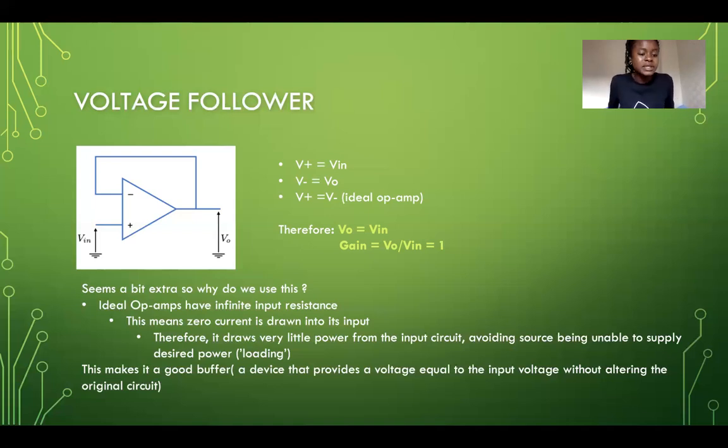Why is this useful? This is super useful because it makes for a good buffer. A buffer is a device that provides a voltage equal to the input voltage but without altering the original circuit. It's used for several things, and I think it's even used in the differential instrumentation amplifier. But yeah, it's really good because we can use it as a buffer, and we can also avoid this phenomenon called loading.